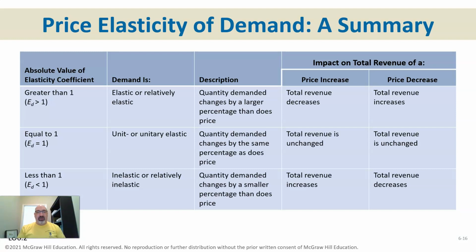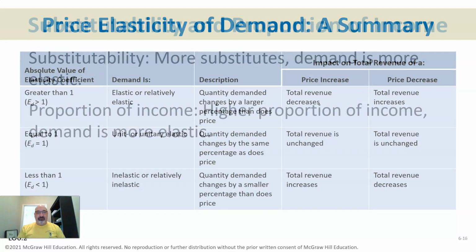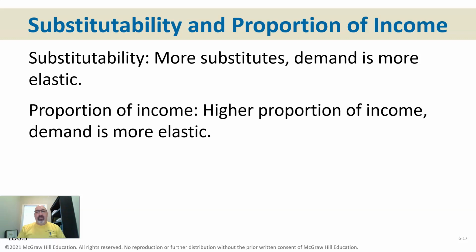If it's equal to one, it's unit elastic. Total revenue is never going to change. And if it's less than one, it's inelastic or relatively inelastic. So quantity demanded changes by a smaller percentage than does price. And if price goes up, total revenue goes up. If price goes down, total revenue goes down. All right.